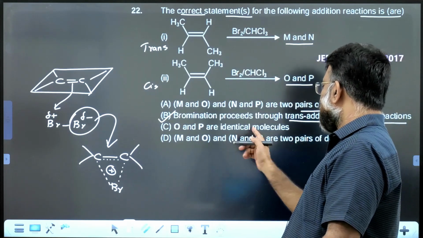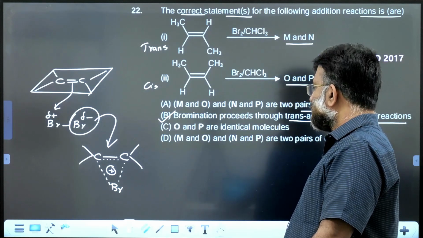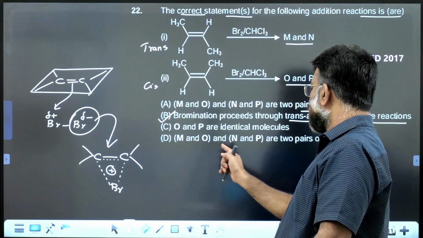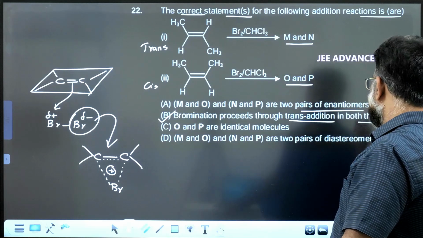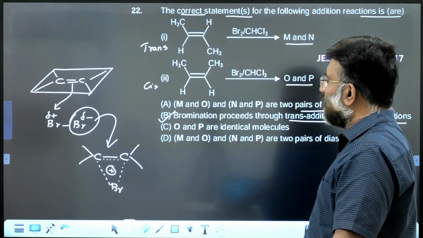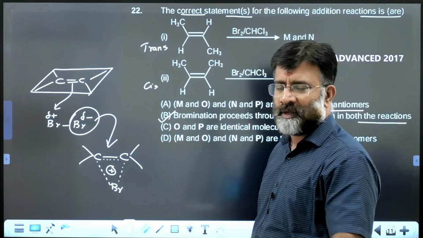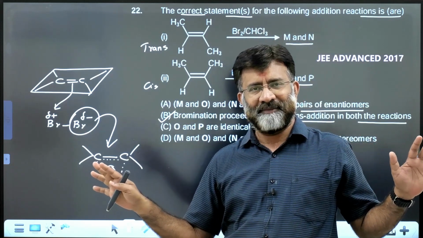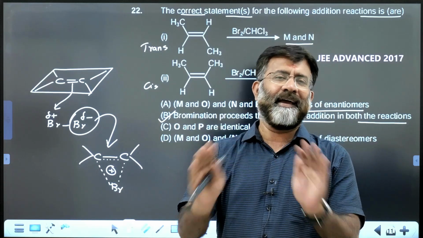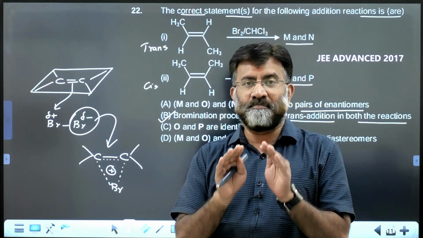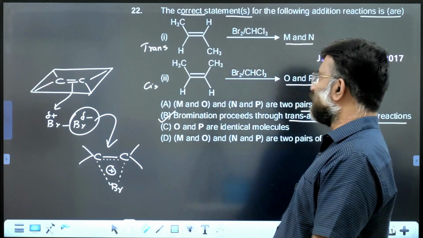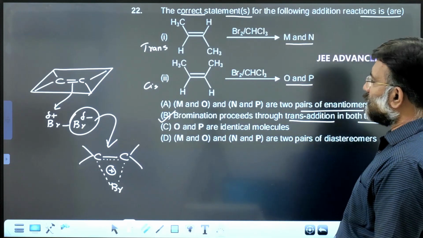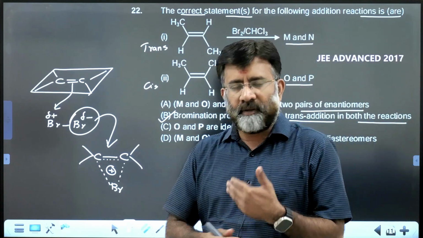O and P are identical molecules. Let us investigate. M and N and P are two pairs of diastereomers. These are the given statements, of which B is already found to be correct, because bromination is anti-addition. What about the other ones? Regarding the other ones, I think many of you know.